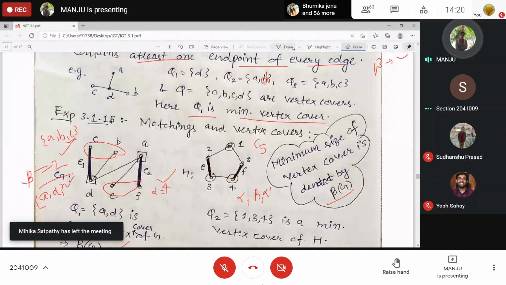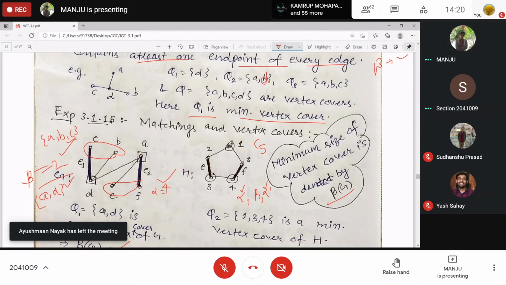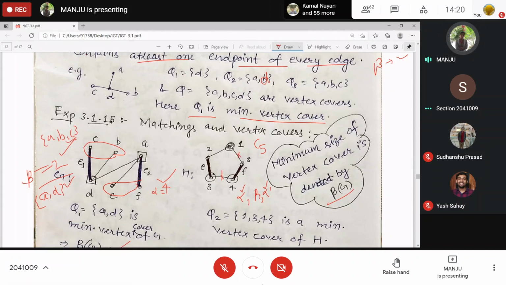What about alpha dash? Maximum independent edges. That is matching. Maximum matching, alpha dash. You can take this edge. Cannot take this edge. Cannot take this edge. Then you can take this one or this one. These two we have taken. So maximum is 2. This is also 2. This is also 2. What about beta?